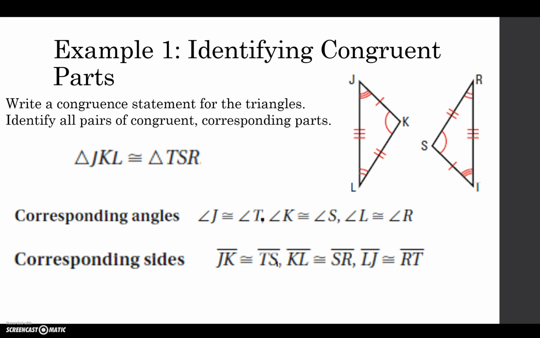Again, you can identify these pieces directly from the picture here based upon how many tick marks they have or how many arches, or you could pull that information right from the congruent statement. Since they're in the same positioning, J and T would be congruent. If you're looking at segments, it would be JK with TS. And that's how you can use the congruent statement to identify those pieces.